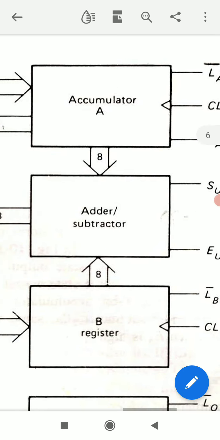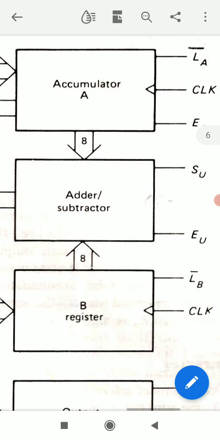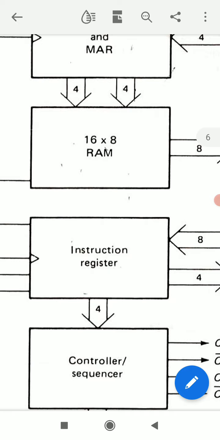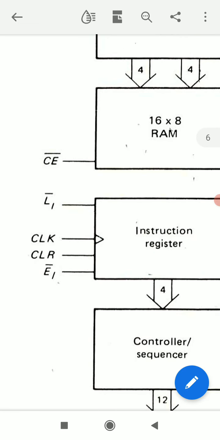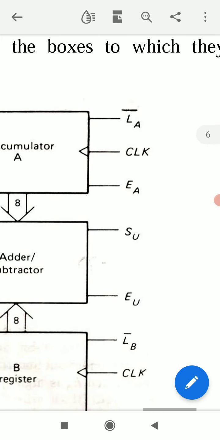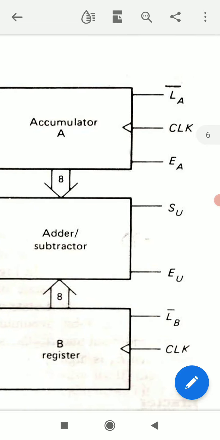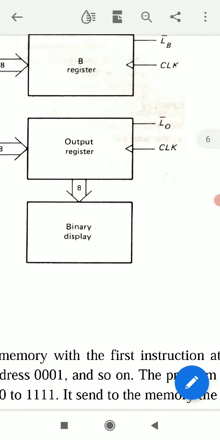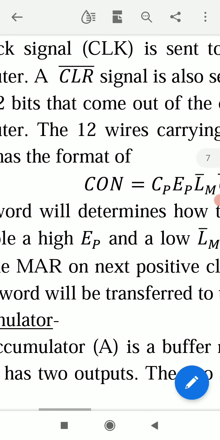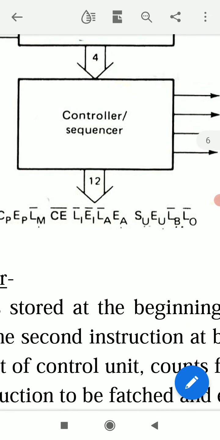So if we want to send an addressed word from RAM to accumulator A, we first have to make this CE bar active, means we have to put this CE bar at 0, low, and then we have to put this LA bar equal to 0, low, or LA bar is active. Then this accumulator is loaded by that 8-bit word. In this way, this controller sequencer, which produces a 12-bit word, controls the operation of all these parts.